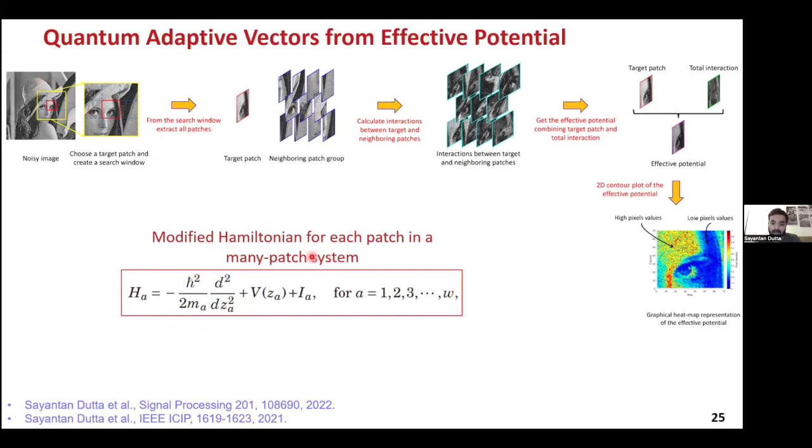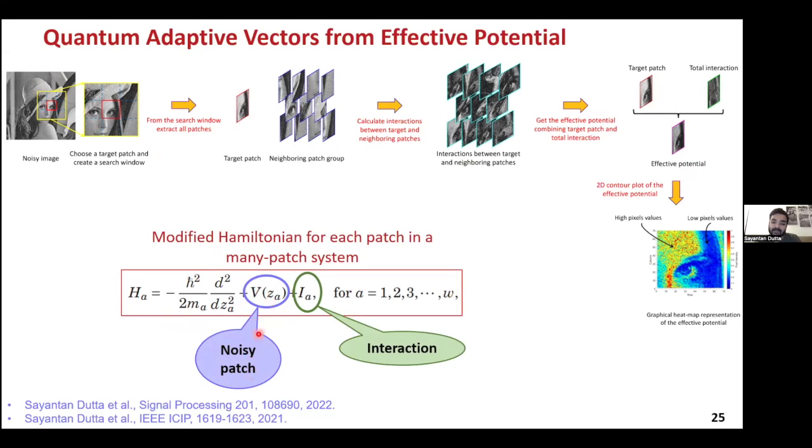Now, this is the modified Hamiltonian that we get, where the first, this V is the same. We use the noisy patch as a potential, it's the same thing. And here I is the interaction between the patches. So this is the modified Hamiltonian operator. Now, when we use this interaction, as I told, we can efficiently preserve the structural similarity. And also, since we are working on small patches, the computational cost is also significantly low compared to the single particle based, the first algorithm that we proposed.